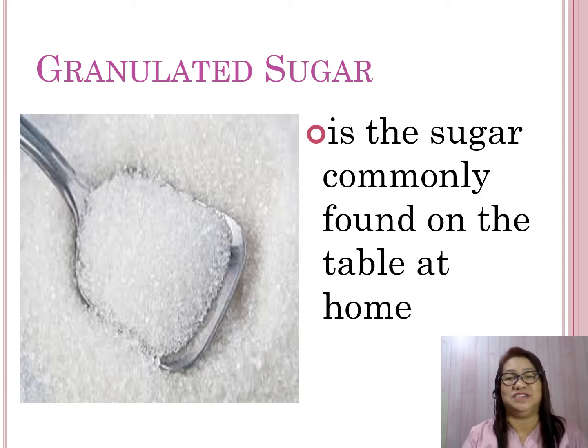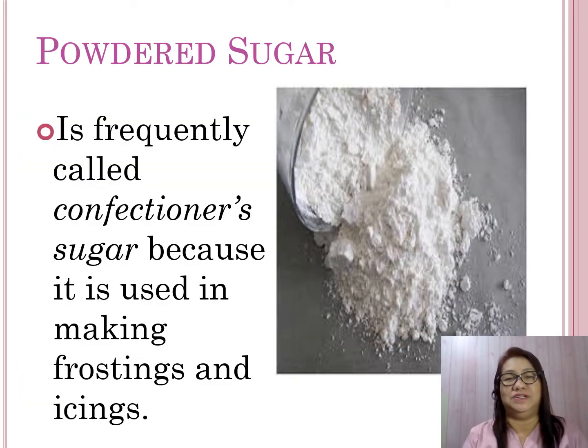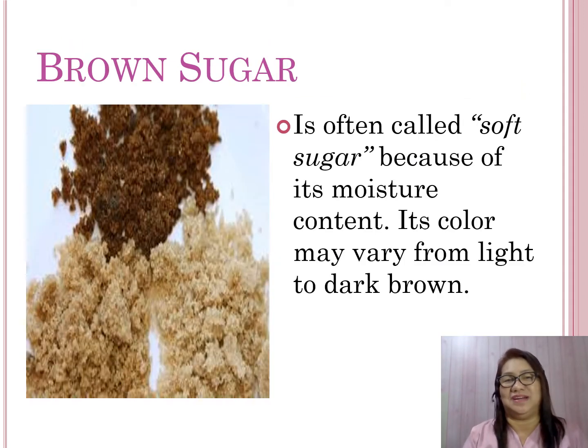Granulated sugar is the sugar commonly found on the table at home. Powdered sugar is frequently called confectioner sugar because it is used in making frostings and icings. In your crinkles, I suppose every one of us knows what crinkles are. The white powdery coating of the crinkles is called powdered sugar. Same with the donuts. The donuts in Dunkin' Donuts, what they use is powdered sugar.